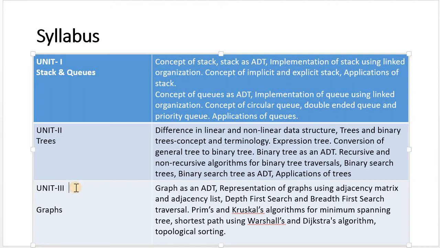Unit 3 covers graphs as an ADT. There are two representations of the graph, that is adjacency matrix and adjacency list, DFS and BFS traversals, Prim's and Kruskal's algorithms for minimum spanning tree, shortest path using Warshall's algorithm and Dijkstra's algorithm, and topological sorting.